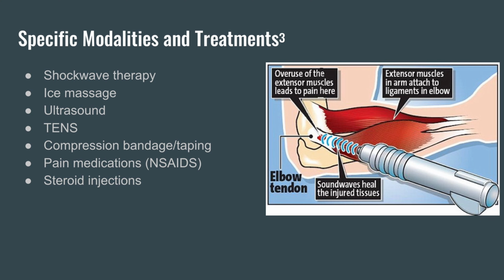Then here are some more specific modalities and treatments. Shockwave therapy is used, that's what's in the picture on the right. This device just uses strong mechanical wave impulses to heal the injured tissues. Then we have ice massage, ultrasound, TENS unit, compression bandage, and taping, pain medications, and steroid injections.